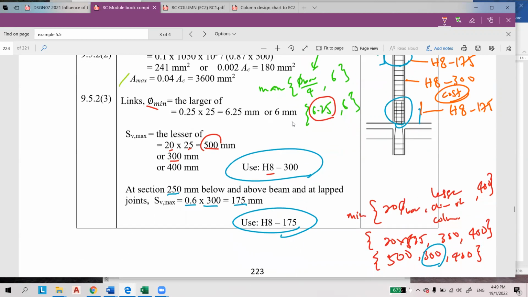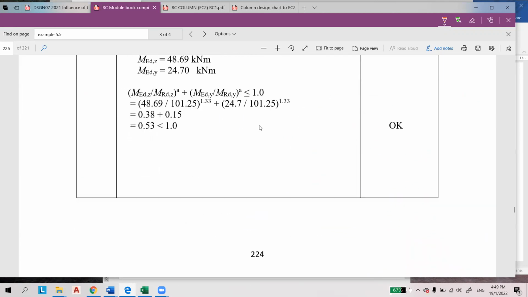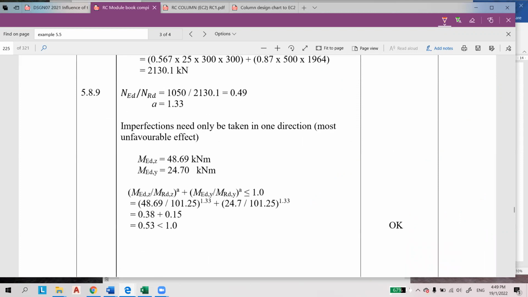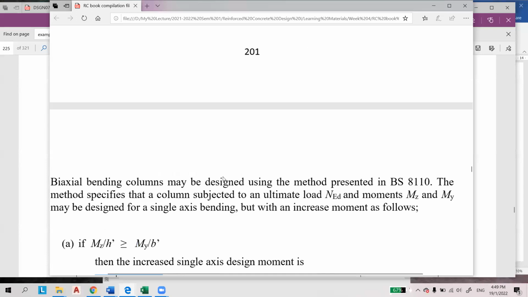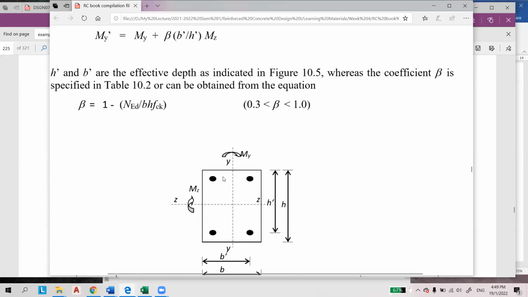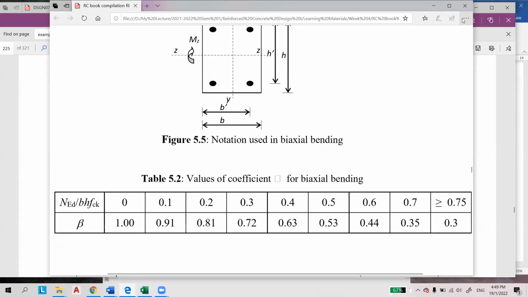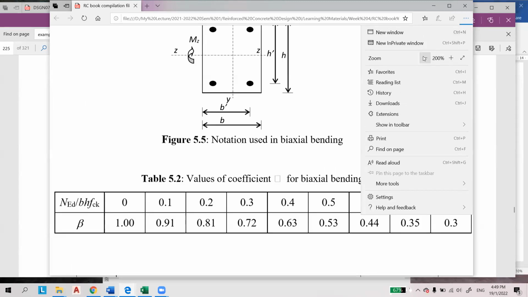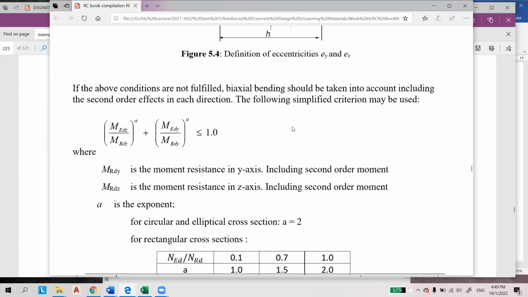Okay, that's okay. However, we have to check the criteria of whether it fulfills the biaxial bending requirement or not. So we must check. Okay, this is the question. We must check the situation, whether it fulfills this condition or not.